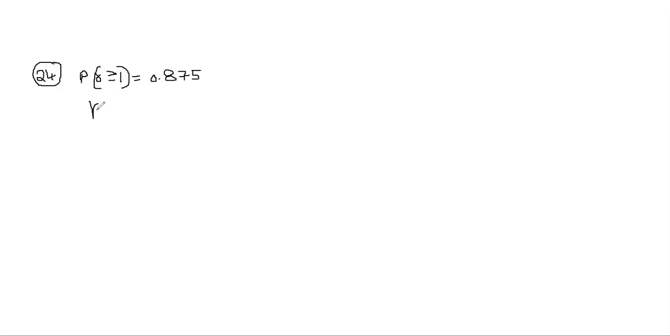So the probability of getting one head will be 1. In a coin, two sides will be there, so 1 by 2, you will get 0.5. Q is equal to 1 minus P, equal to 1 minus 0.5, is equal to 0.5.